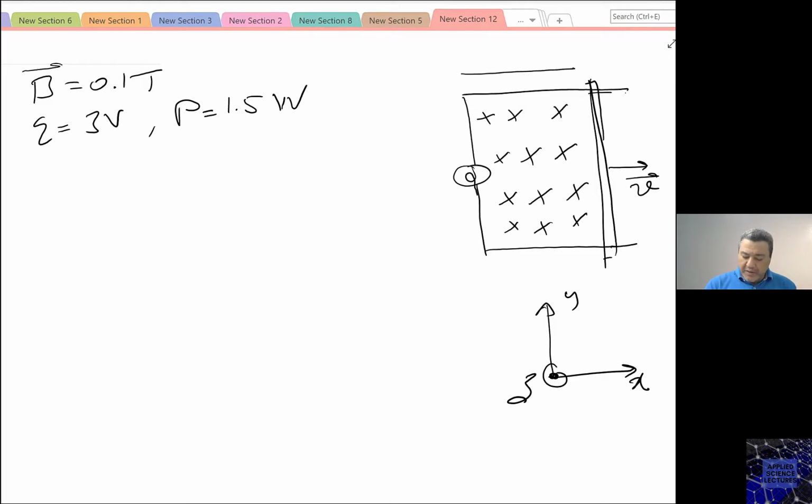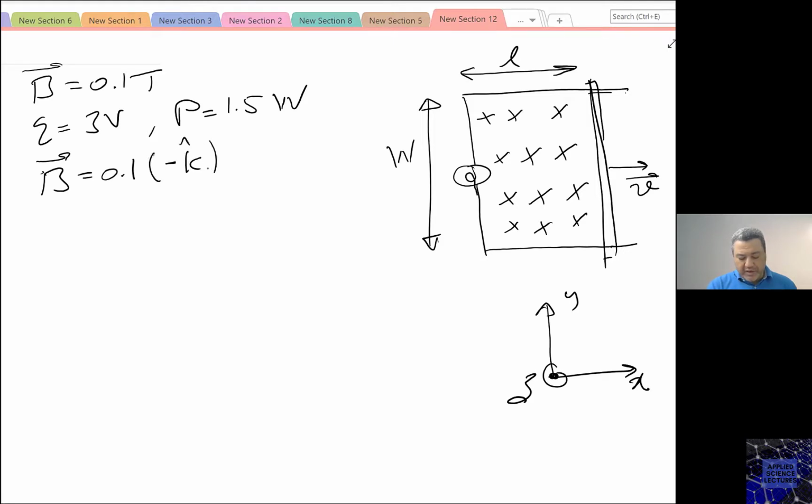Now the length here is L, and width is W. I know my magnetic field B is 0.1 pointing into the page, which means it's minus k hat. I know the area here is a k hat pointing out of the page.